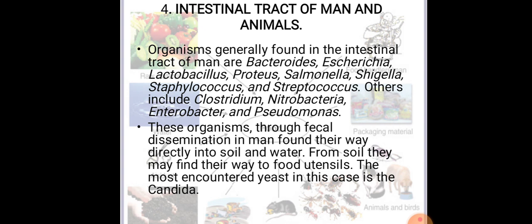Then the next one is the intestinal tract of man and animals. Now the organisms generally found in the intestinal tract of man include the bacteroids, Escherichia coli, Lactobacillus, Proteus, Salmonella, Shigella, then the Staphylococcus and the Streptococcus. Others include the Clostridium, Nitrobacteria, Enterobacter and the Pseudomonas. All of these are present within the intestine. The most common ones are the Escherichia coli and the Clostridium species.